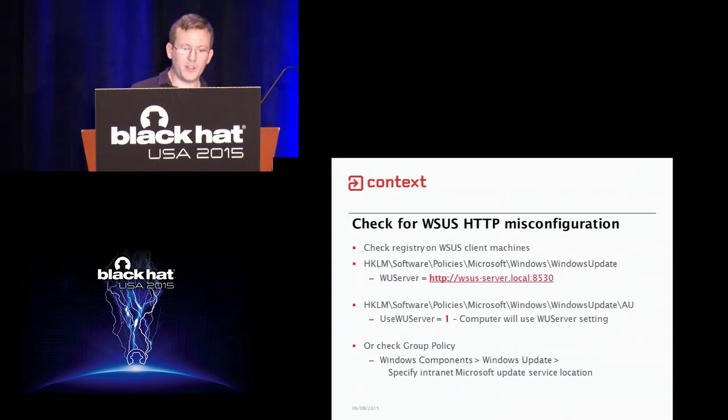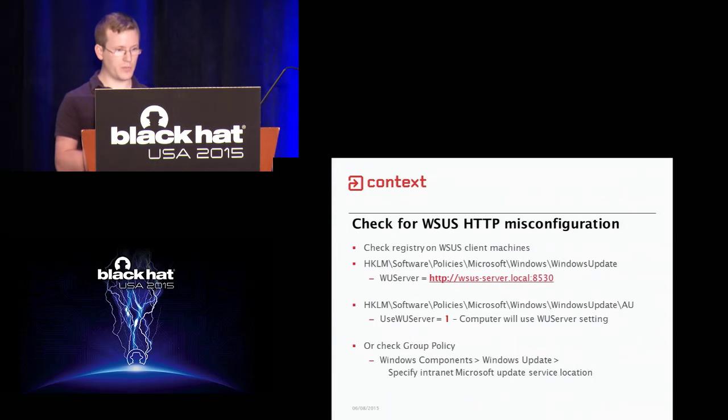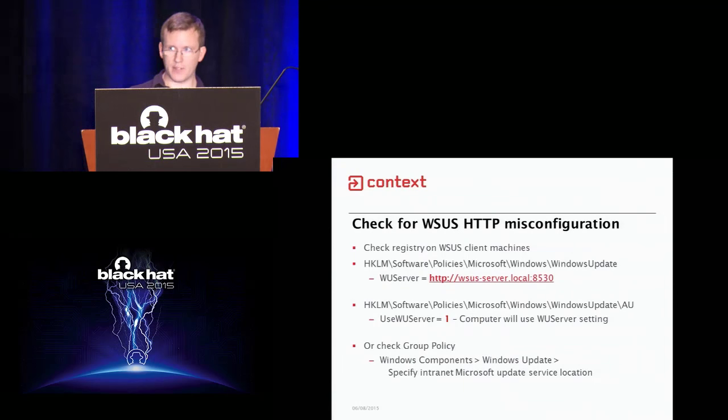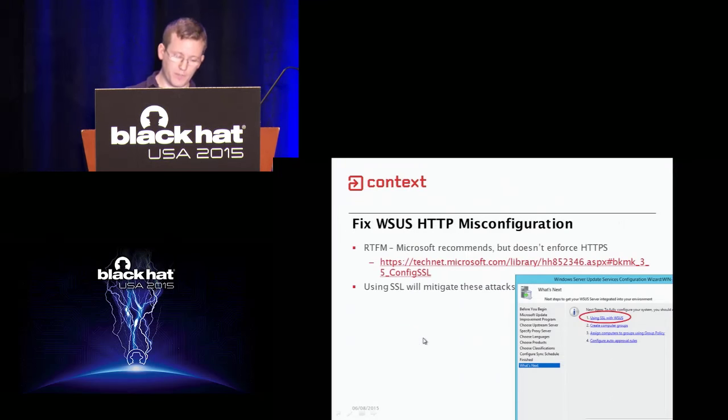So for those of you who do pen tests or audits or manage networks and so on, you'll be asking, okay, how can we check for this? How can we see if I'm vulnerable? It's pretty easy. Just check this registry key. This one here, WUServer, has the URL of the WSUS server. If that URL starts with HTTP and not HTTPS, then you've got problems. And you can also check it by group policy as well.